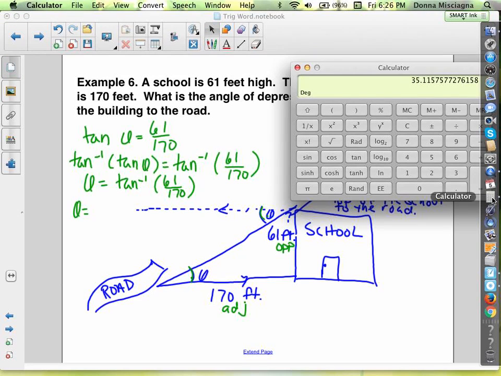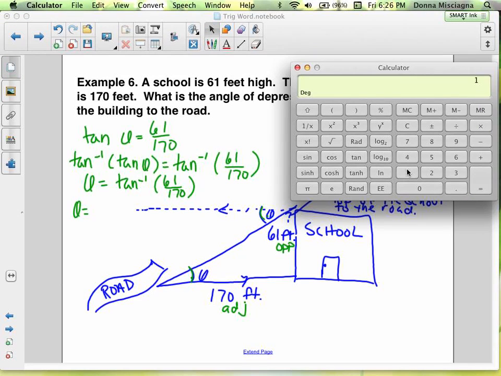All right, so 61, not 161, just 61, divided by 170 equals, and then second and tangent. So that would be 19, and we'll round that, 19.74 degrees.